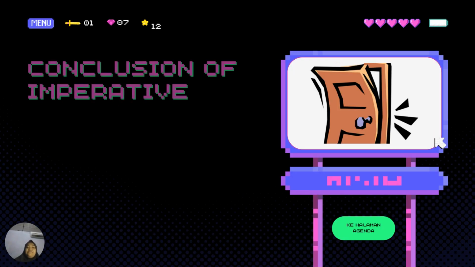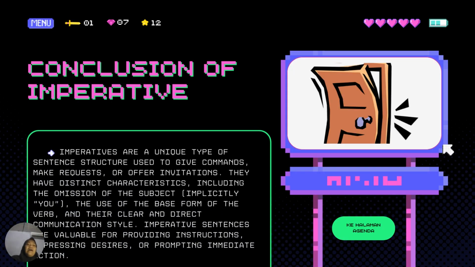So, this is the conclusion about imperative. Imperatives are a unique type of sentence structure used to give commands, make requests, or offer invitations. They have distinct characteristics, including the omission of the subject, the use of the base form of the verb, and their clear and direct communication style. Imperative sentences are valuable for providing instructions, expressing distress, or prompting immediate action.